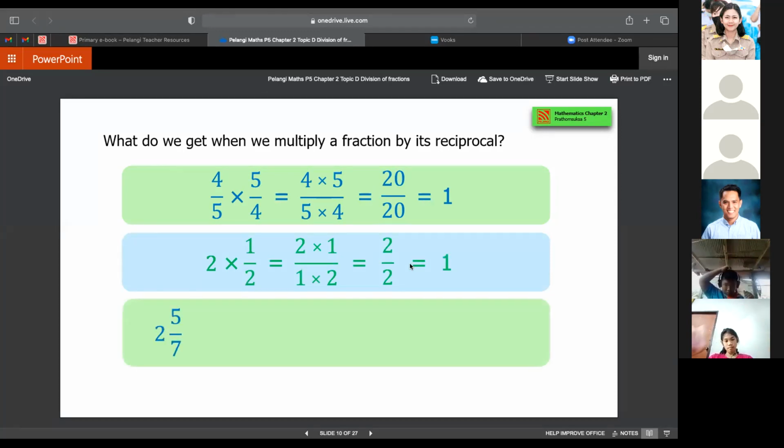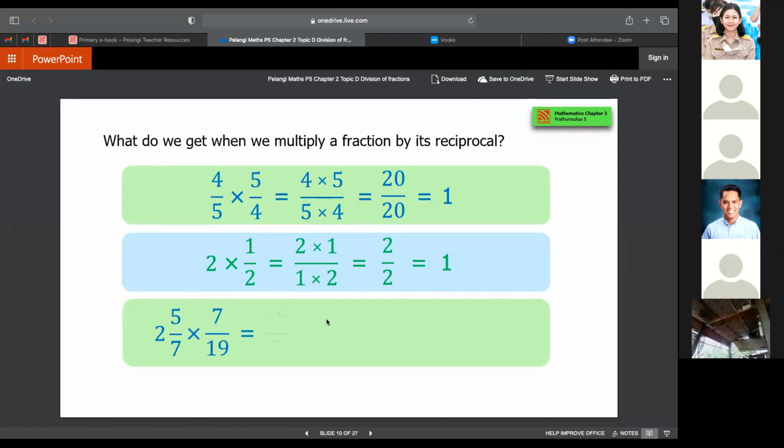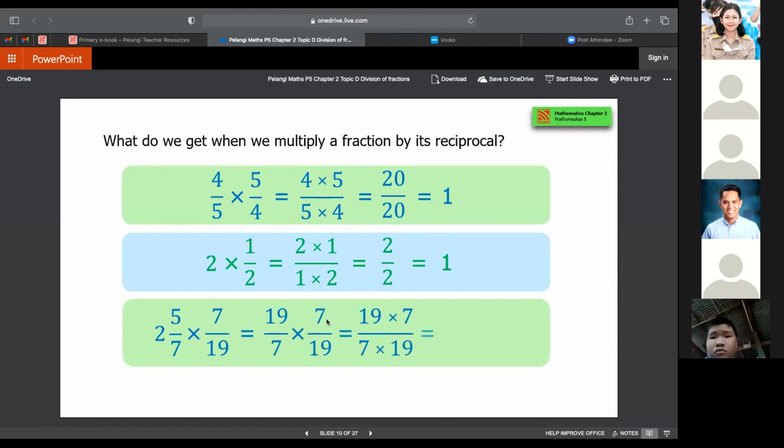Another example. You have 2 and 5/7. You remember its reciprocal is equal to 7/19. So we write 19 over 7 times 7/19, which is equal to 133 over 133. That means it is always equal to 1.